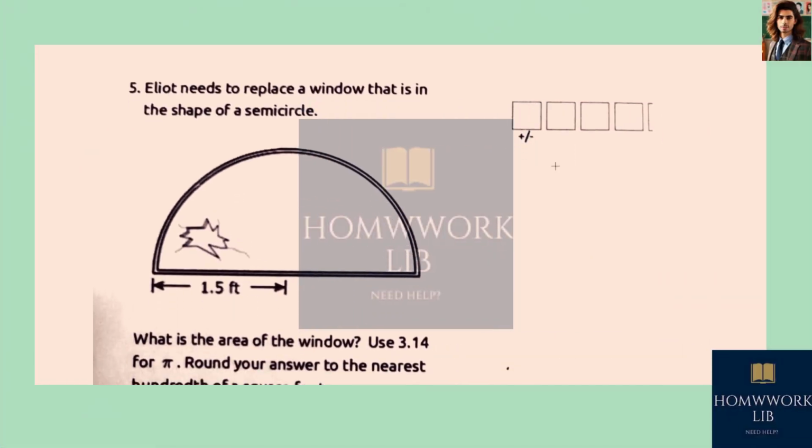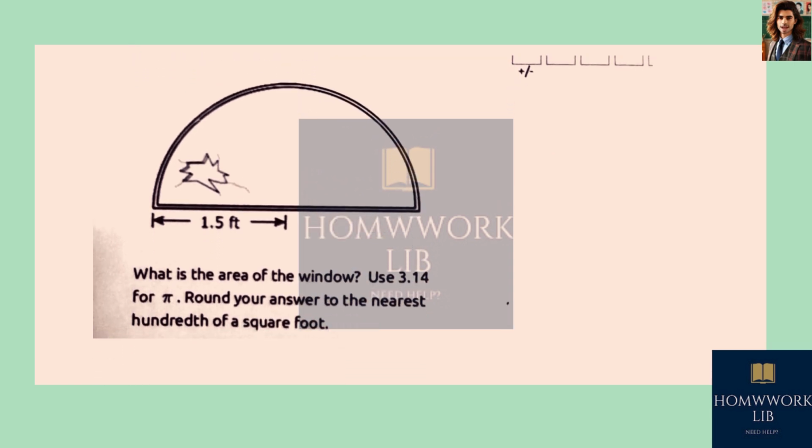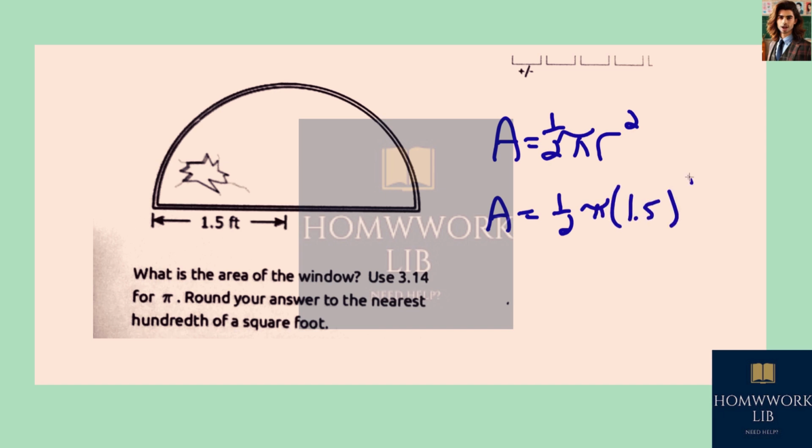We have to replace the semicircle. Now the area of a circle is pi times the radius squared. A semicircle would be half of this. If the radius is 1.5, then it's 1/2 times pi times 1.5 squared.